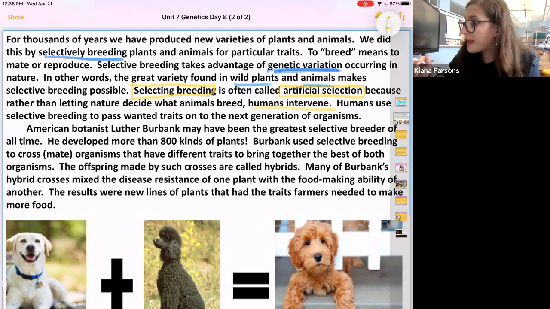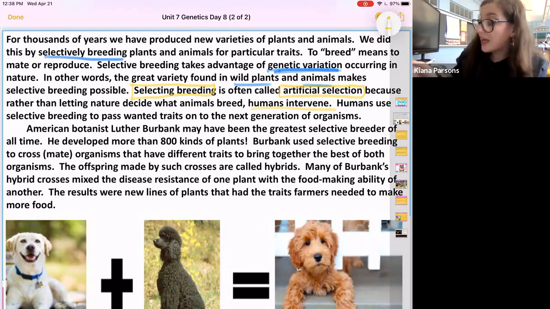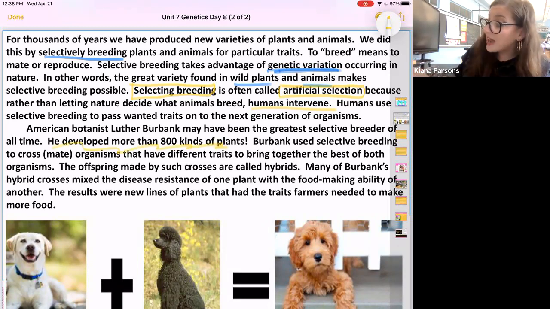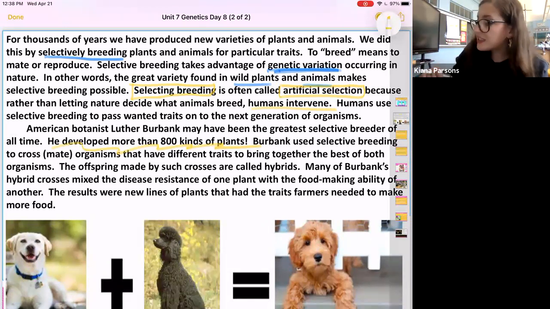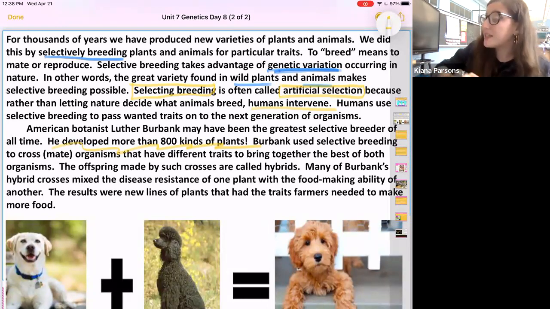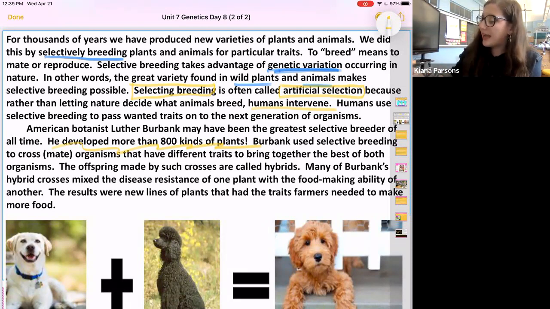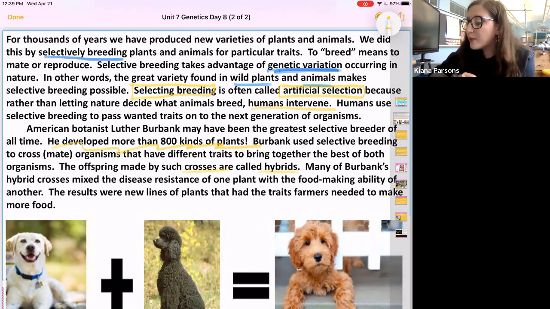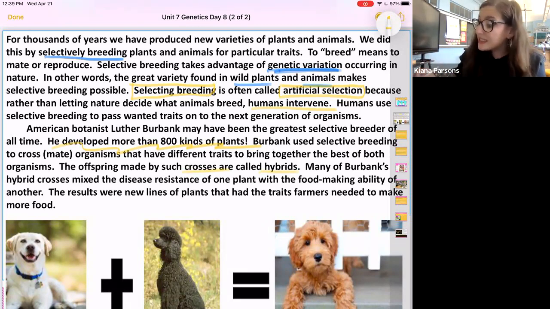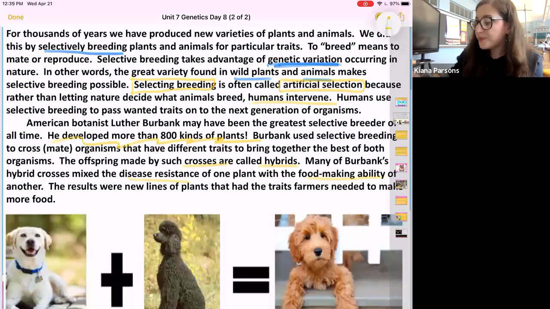American botanist Luther Burbank may have been the greatest selective breeder of all time. He developed more than 800 kinds of plants. Burbank used selective breeding to cross or mate organisms that have different traits to bring together the best of both organisms. The offspring made by such crosses are called hybrids. So cross offspring are called hybrids. Many of Burbank's hybrid crosses mix the disease resistance of one plant with the food-making ability of another. The results were new lines of plants that had the traits farmers needed to make more food.